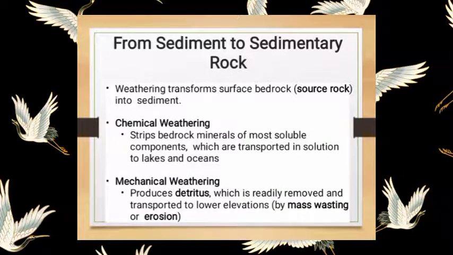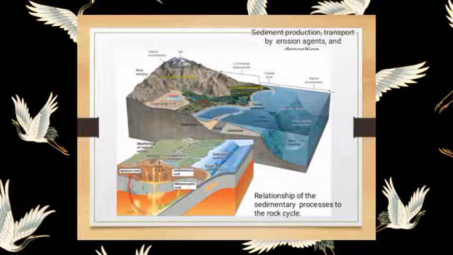So weathering transforms surface bedrock, which is ito yung source rock, into sediment. May dalawang uri ng weathering, which is the chemical weathering. Ito naman ay strips bedrock minerals of most soluble components which are transported in solution to lakes and oceans. And the next one is the mechanical weathering. Ito naman is nagpo-produce siya ng detritus, which is readily removed and transported to lower elevations by mass wasting or erosion. So here is the example: the sediment production, transport by erosion agents, and deposition.